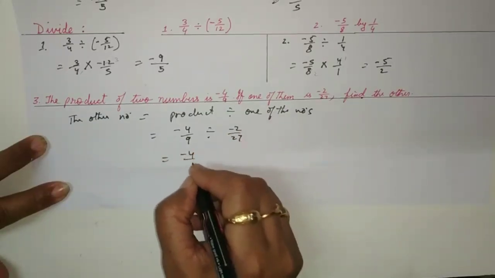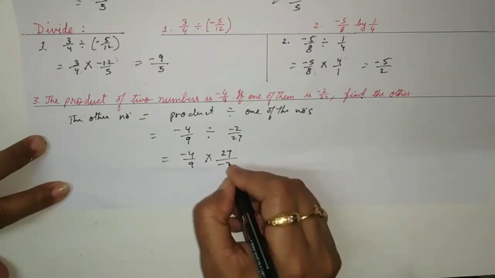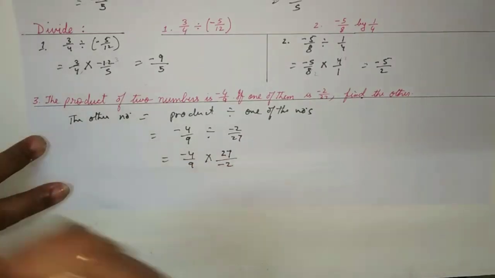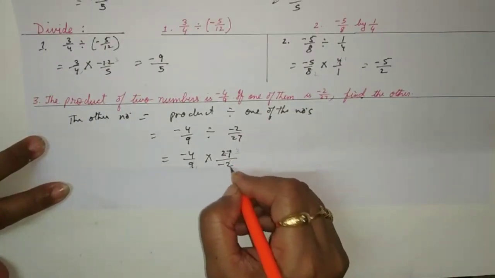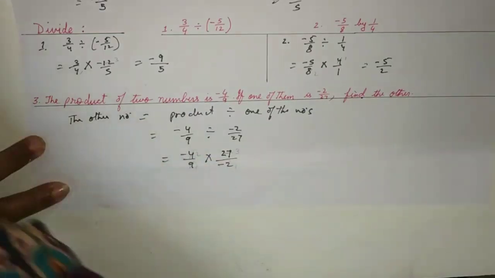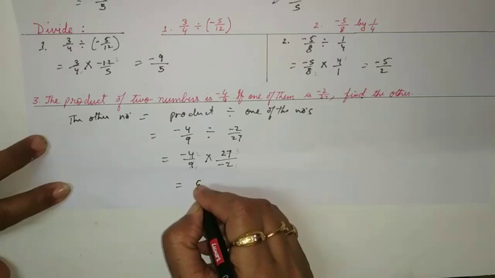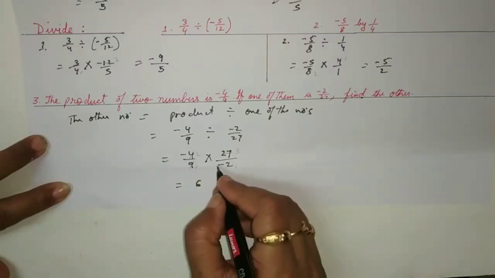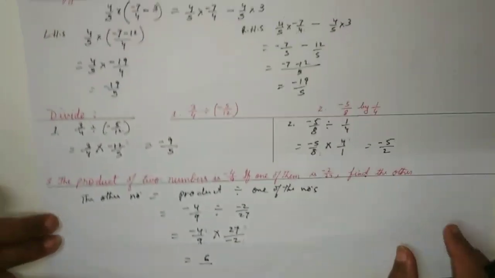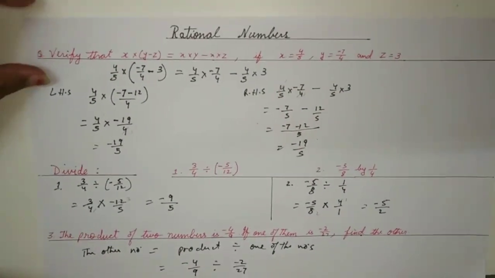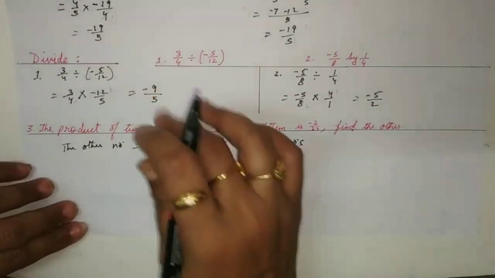So minus 4 by 9 into the reciprocal, 27 by minus 2. Cancel: 9 ones are 9, 9 threes are 27, 2 ones are 2, 2 twos are 4. So your answer is 2 threes are 6. 1 and 1 we don't need to write, minus and minus becomes plus. So these are the basic steps which you should follow for any verification question or the division sums.